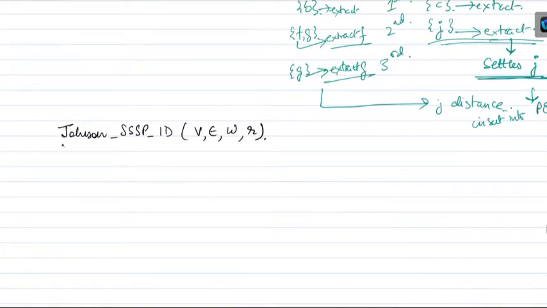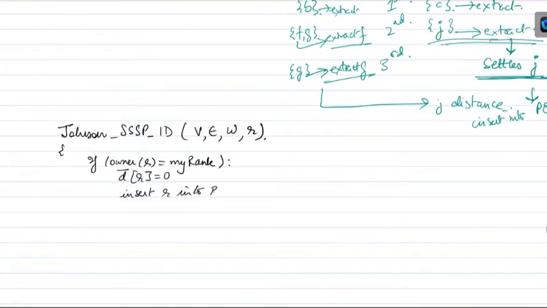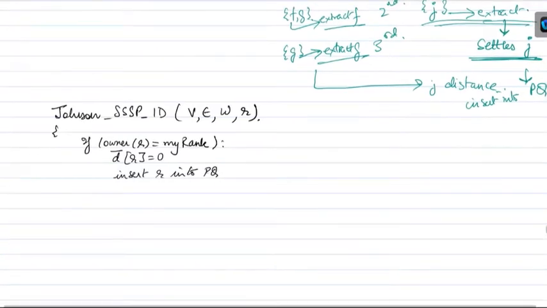So I'm going to start with the following. I'm going to check if the owner of the root is me, is my rank. In that case, I need to set d bar of r equal to 0, right? And just insert r into the priority queue. Should I refer to this as PQI?